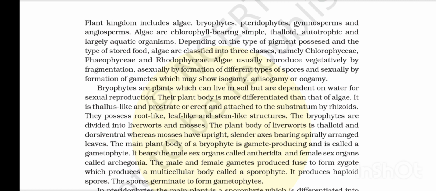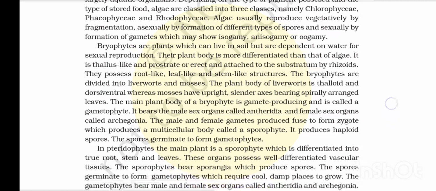Summary: The plant kingdom includes algae, bryophytes, pteridophytes, gymnosperms, and angiosperms. Algae are chlorophyll-bearing simple thalloid, autotrophic, and largely aquatic organisms. Depending on the type of pigment possessed and the type of stored food, algae are classified into three classes, namely Chlorophyceae, Phaeophyceae, and Rhodophyceae. Algae usually reproduce vegetatively by fragmentation, asexually by formation of different types of spores, and sexually by formation of gametes which may show isogamy, anisogamy, or oogamy.